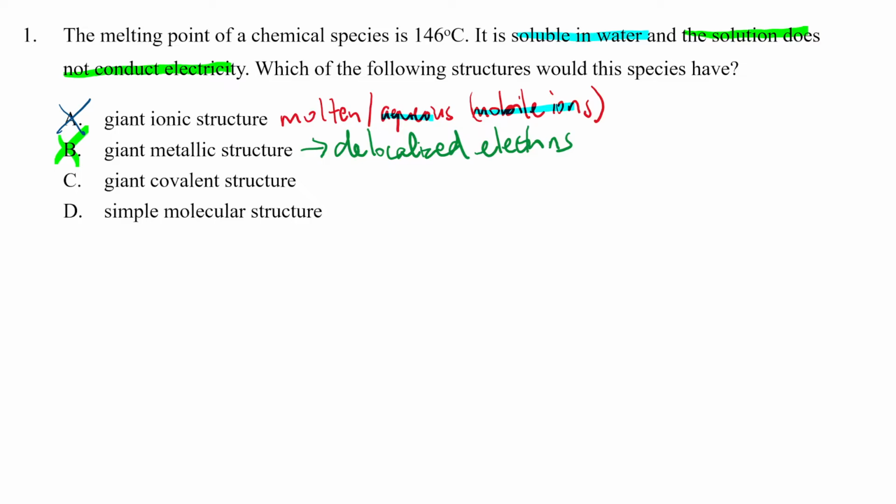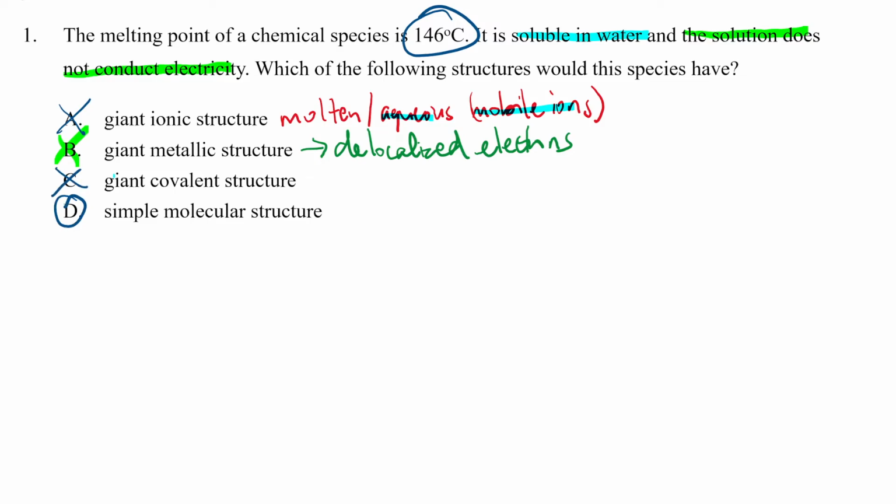Now we know for giant covalent structure, there are only a handful of examples. And we know a giant covalent structure has a very, very high melting or even boiling point. But here, this is only 146 degrees Celsius. The melting point is very low. And since it's very low, its only possibility is that it could be a simple molecular structure.